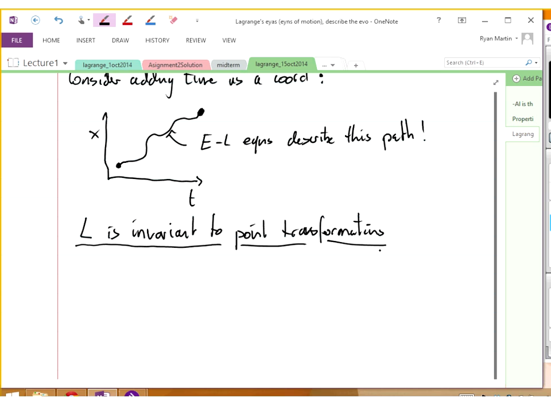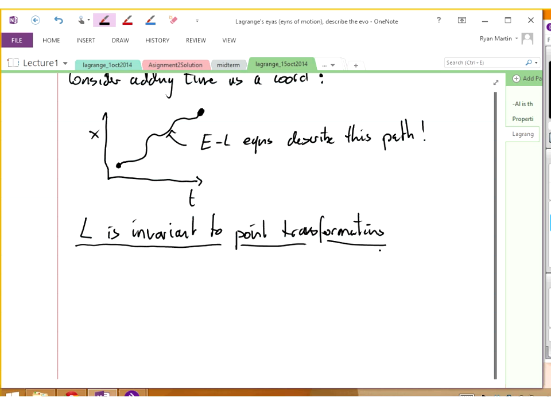So it's actually not that surprising when we say that L is invariant to point transformations. A point transformation is just a change of coordinates, right? So if you have a system, whether you decide to calculate the velocities in Cartesian coordinates or you decide to calculate the velocities in polar coordinates, ultimately when you calculate the kinetic energy, you're going to get the same number if you're in, say, inertial frames of reference. And the same goes with the potential energy.